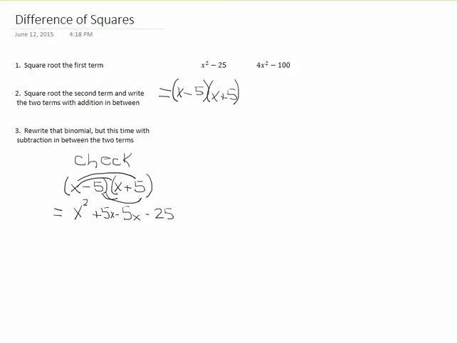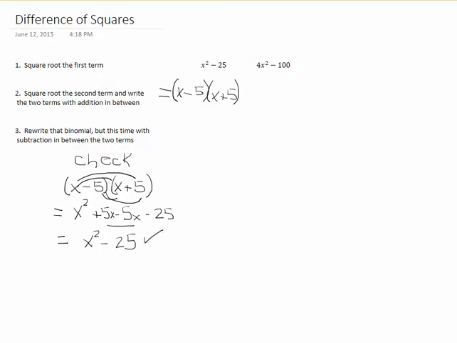And what will always happen for these, you can see that our two inside terms are going to equal 0. Positive 5x minus 5x is 0. So we're always going to be left with x squared minus 25. Now I've checked to see that I've done my work correctly.